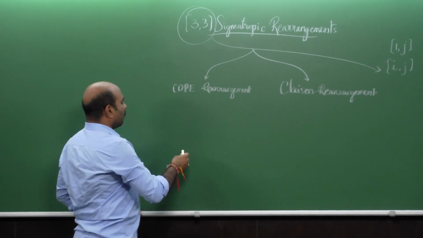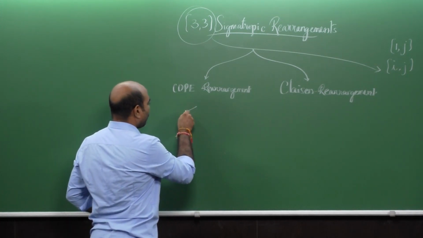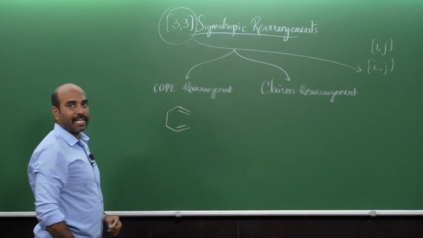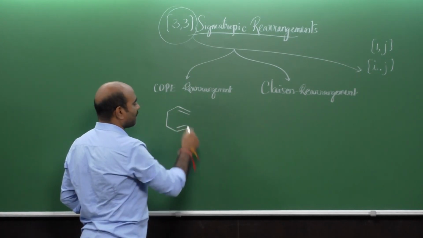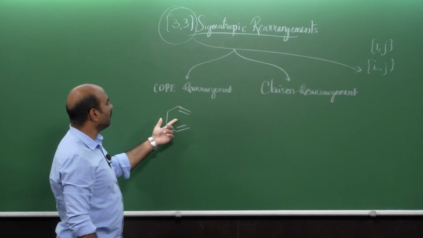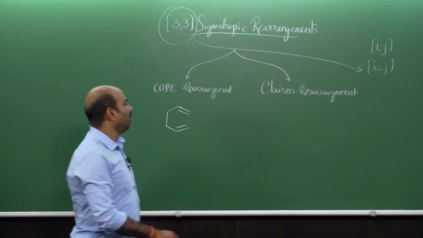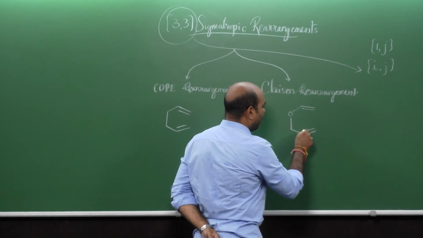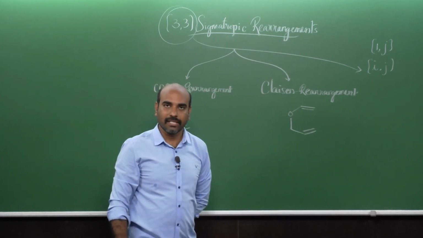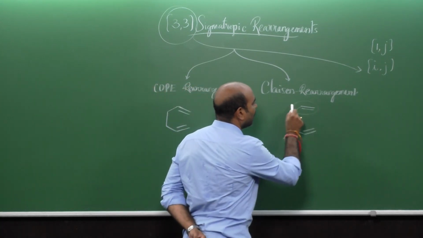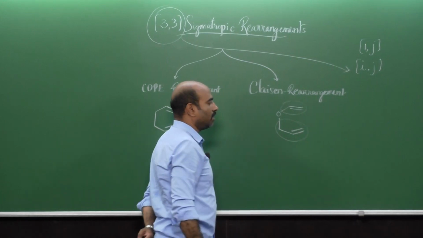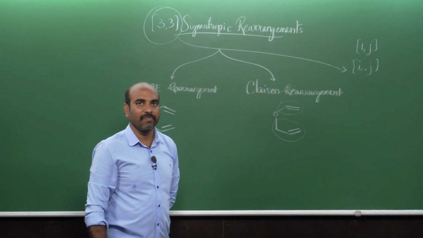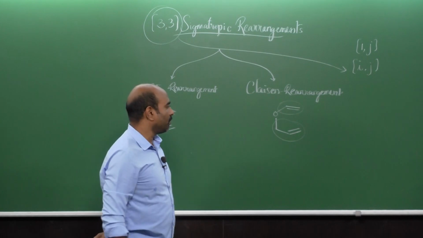Okay, so in Cope rearrangement you can see the involvement of a 1,5-hexadiene. So this is the 1,5-hexadiene which participates in the 3,3 sigmatropic rearrangement reaction. Whereas in the case of Claisen, the involvement of an allyl vinyl ether is seen. This part is the vinylic part and this part is the allylic part. So the allyl vinyl ether, which is involved in the 3,3 sigmatropic rearrangement, is studied under the Claisen type of rearrangement.